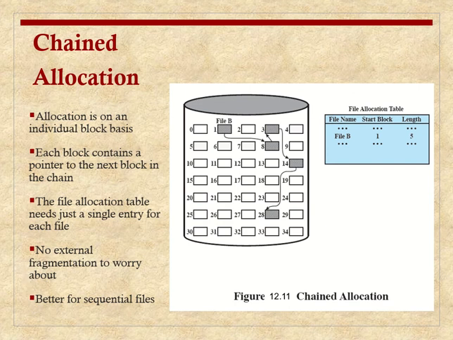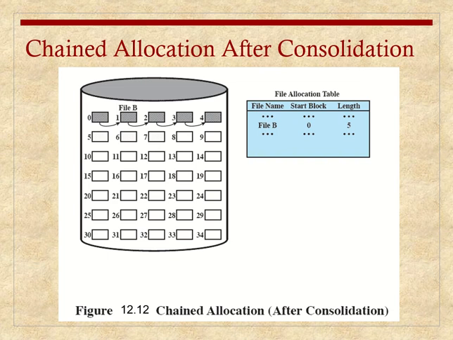To overcome this problem, some systems periodically need to consolidate the files. Okay, so for chain allocation, consolidation needs to be done sometimes. This is the chain allocation after consolidation.